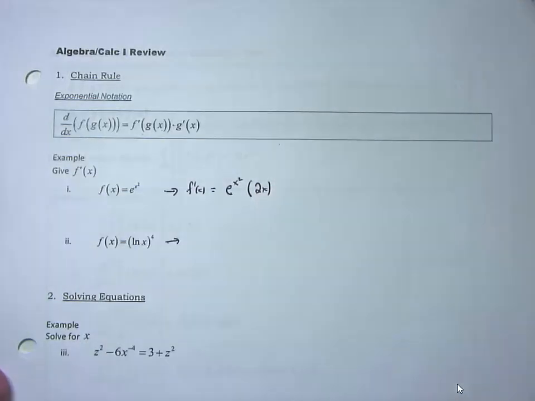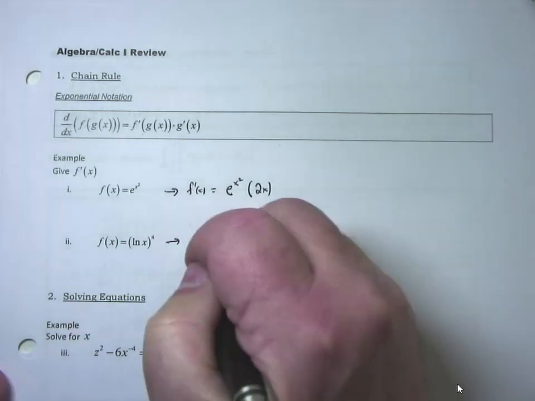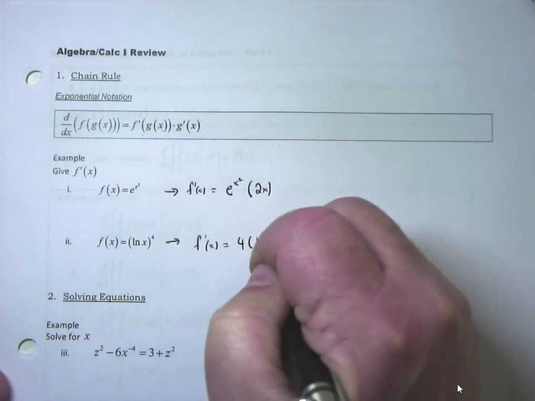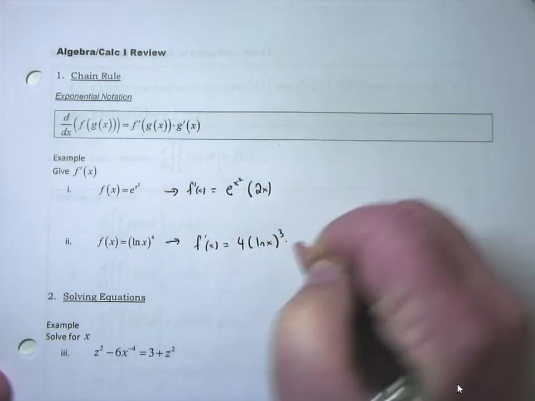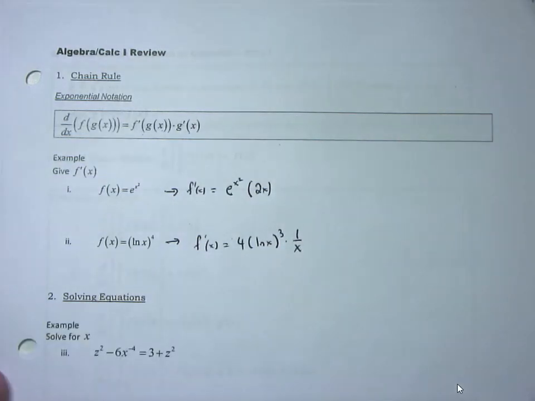And if I ask you to take the derivative of the natural log of x, quantity to the fourth, the inside is the natural log of x, the outside is the fourth. So the derivative would be, take the derivative of the outside, the derivative of the fourth power is 4, inside stays the same, natural log of x cubed, times the derivative of the inside. And what's the derivative of natural log of x? 1 over x. Okay?